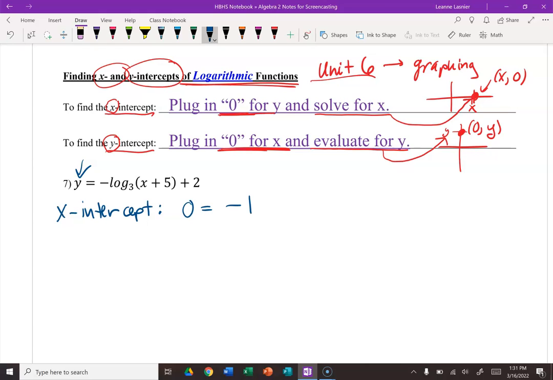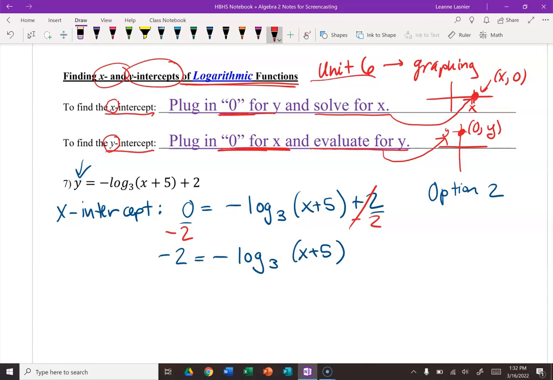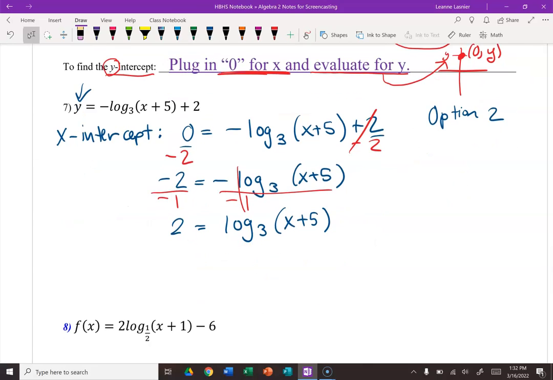So 0 is equal to the negative log base 3 of x plus 5, plus 2. So this would be like an option 2 style because not every term has a log, right? The 0 doesn't and the 2 doesn't. So what I'm going to do is subtract the 2 over to isolate the log. We want to get the log by itself. Then we're going to go ahead and divide both sides by the negative 1 because we want the log all the way isolated. And then this is the part where we rewrite into exponential form. So we have to recognize that our base is 3, our exponent is 2, and the x plus 5 on the inside of the log is the answer when writing in exponential form.